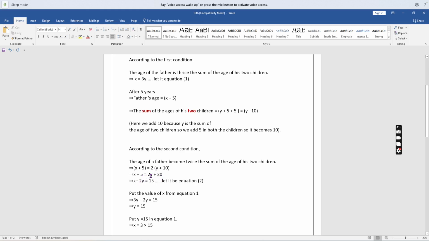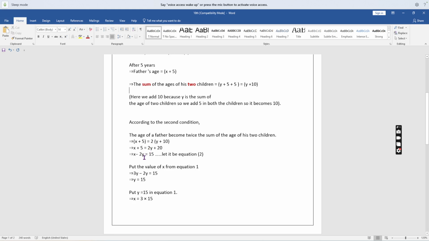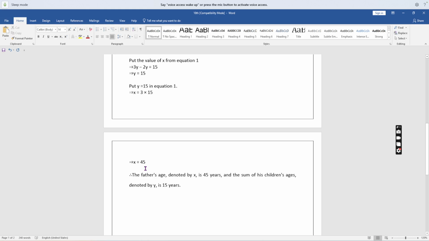Now we can get x minus 2y is equal to 20 minus 5, that is 15 only. Now see, x minus 2y is equal to 15, but what is the value of x? That is 3y. So it is a substitution method. Instead of x, can we put 3y? Yes, 3y minus 2y is equal to 15, means 1y, or y is equal to 15. Put y is equal to 15 in equation 1. What is the first equation? X is equal to 3y. So 3 into 15, that is 45. So x is 45. So the father's present age, which is denoted by x, is 45 years. And the sum of his children's ages, which is denoted by y, is 15 years.